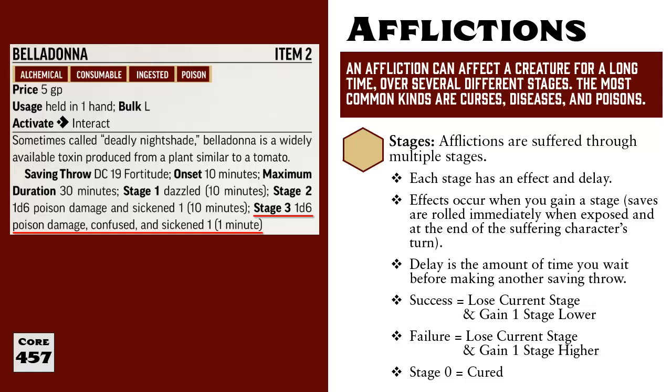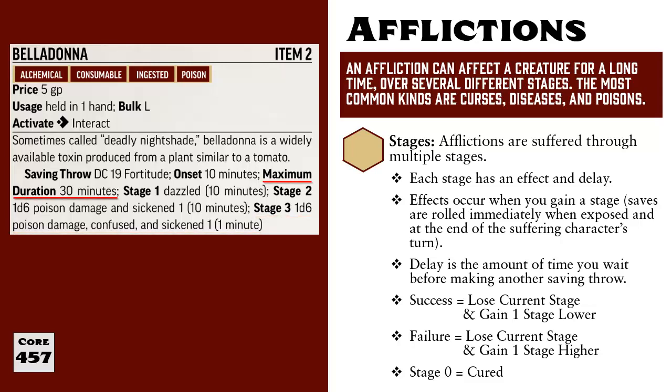If Stage 3 is the highest the affliction lists, then failing or critically failing a saving throw while at Stage 3 means you lose Stage 3 and then you gain Stage 3 again. You repeat its effects, but don't create a theoretical Stage 4.